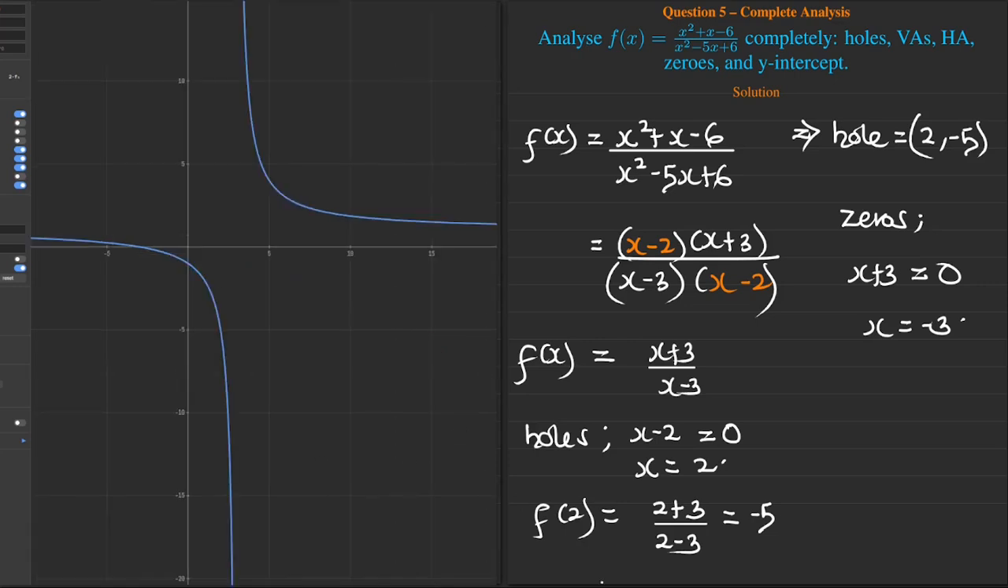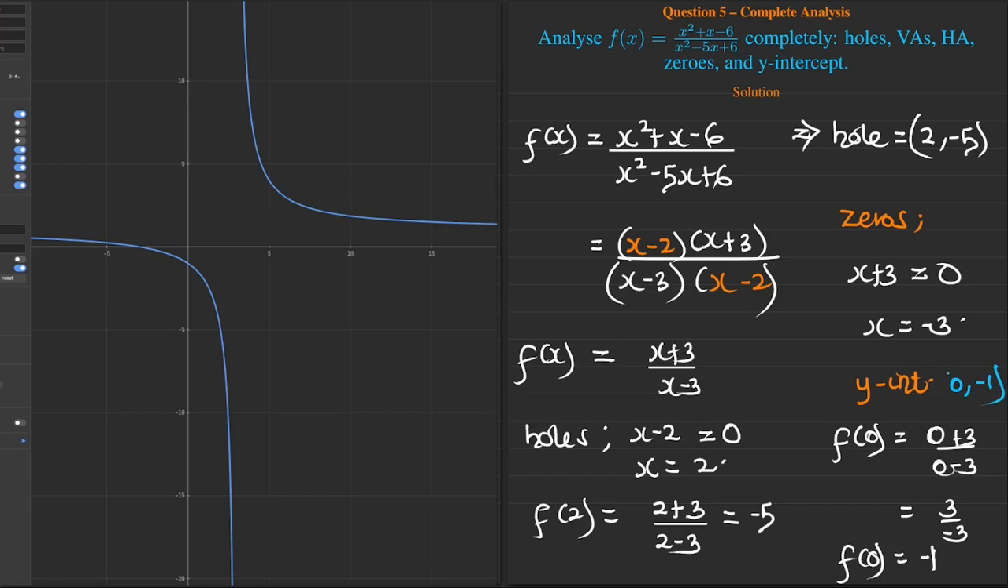Then we come to the y-intercept. So the y-intercept is usually where we have our x equals 0. You see? So at the y-intercept, what happens? x is equal to 0. So we would evaluate the function at what? 0. And that is to say 0 plus 3 all over 0 minus 3. This gives us 3 over negative 3. Hence, our f of 0 is what? Negative 1. So the y-intercept is at 0, negative 1. Let's come to the graph to confirm that this is our y-intercept.